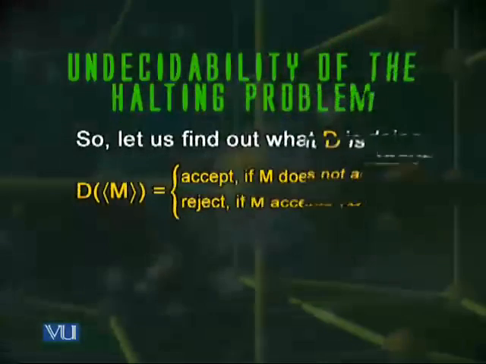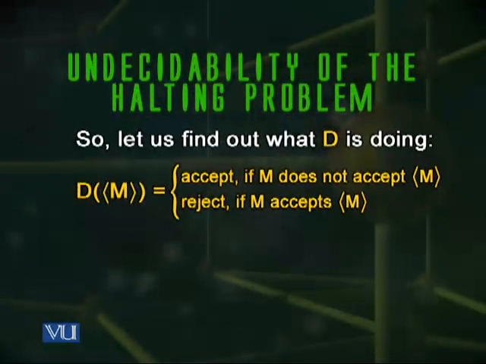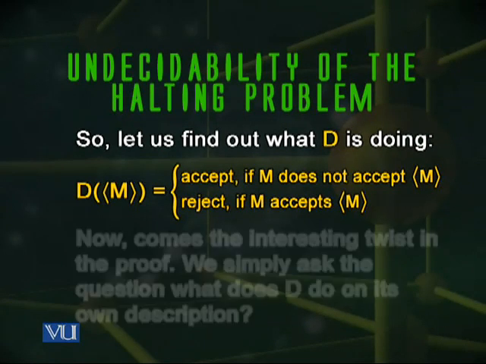Similarly, we can take a Turing machine and run it on its own description and see what the Turing machine does. Now, this Turing machine D finds out if a machine M accepts its own description or not. If it accepts its own description, then D rejects those Turing machines. So let's look at what D is doing. D on input, which is an encoding of M, will accept if M does not accept its own description, and it will reject if M accepts its own description.